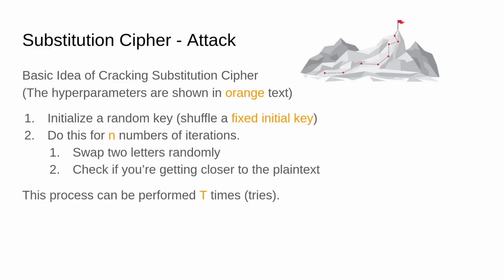Basically, Patrick wants you to automate everything. So we need to do some hyperparameter tuning, which I'll get to later. The orange items right here, the fixed initial key, the number of iterations, and the number of tries, are all hyperparameters. So we need to fine-tune these hyperparameters to make sure that we can automate everything. And I'll provide you some hyperparameters at the end, which you can use to make your homework better.